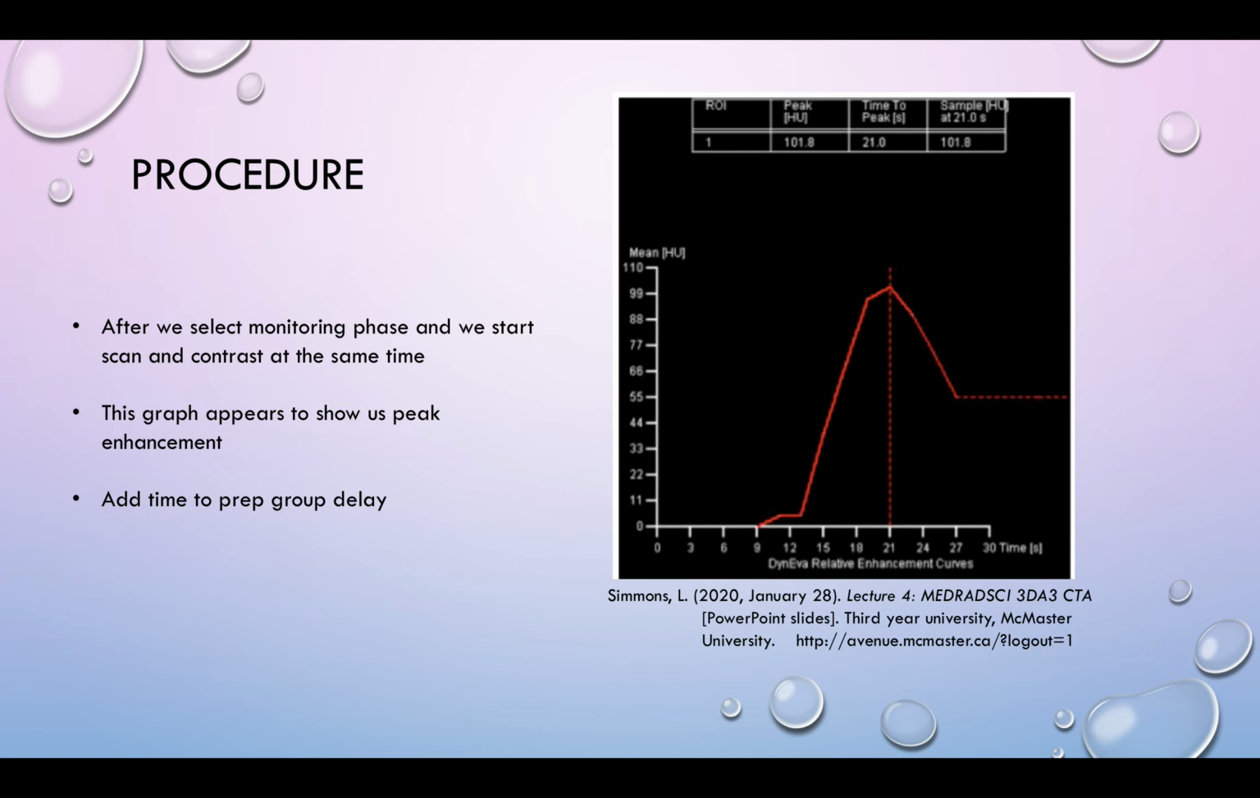Start the scan and the rest of the contrast at the same time. The machine will automatically give the patient breathing instructions. Watch the images on the right monitor to make sure there's no artifact and that all the images and reconstructions are there. End the exam, do hand hygiene, and take the patient off the table.